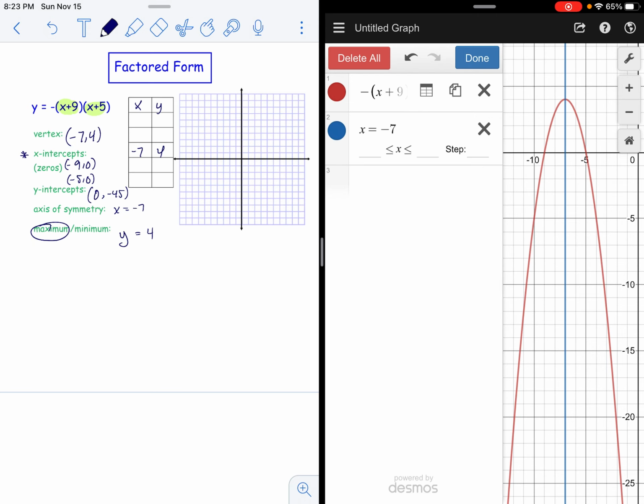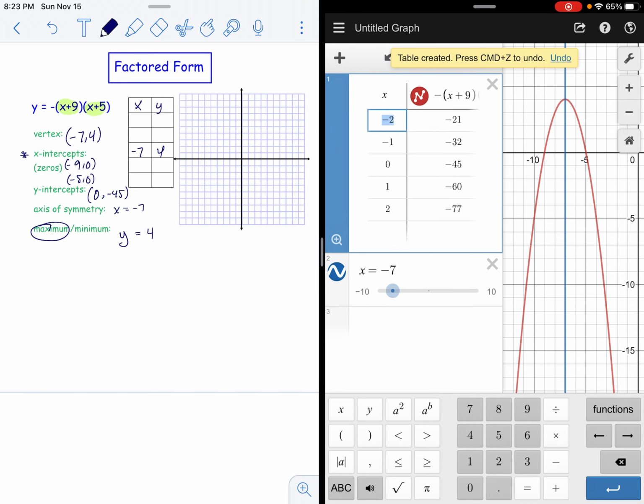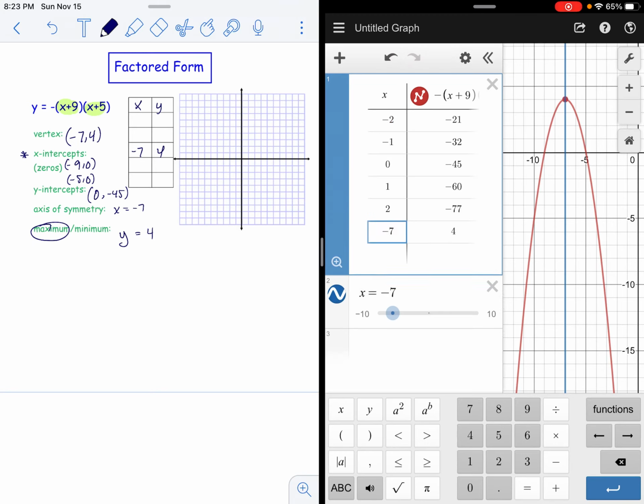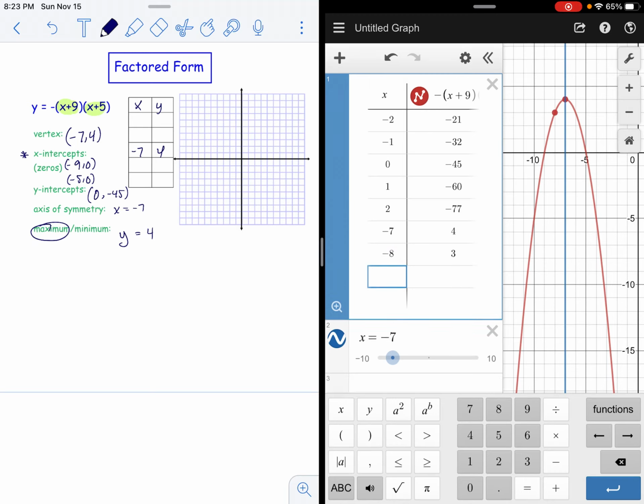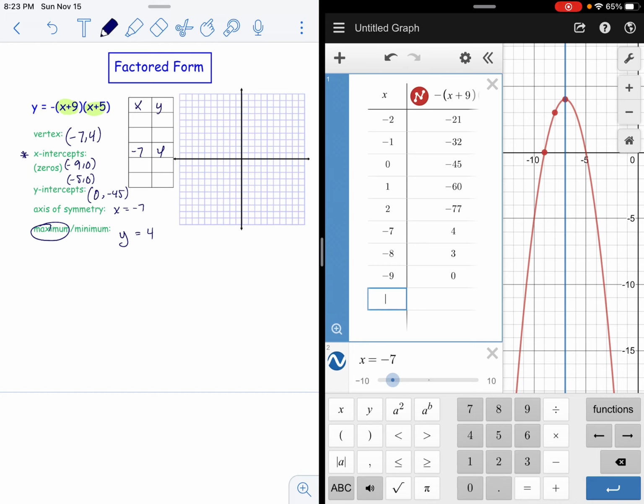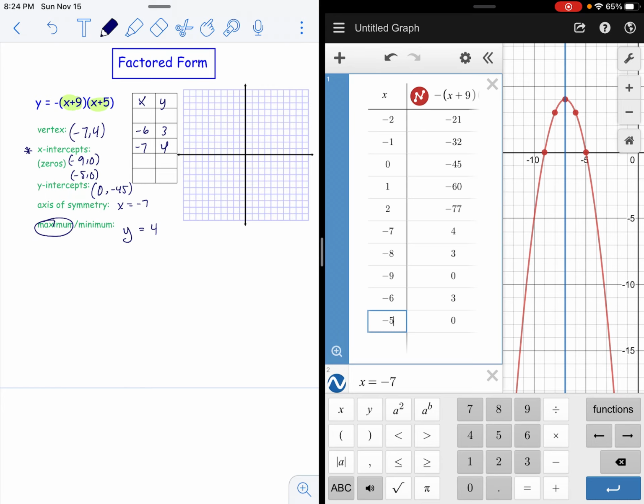Now the only thing we didn't do is we didn't get a table. And so, let's see, we want -7 to be in our table. So I'm just going to go down here and type -7. And then I want a couple around there. So let's do -8. Let's do -9. Let's do -6. And let's do -5. So that should get us a couple on each side of -7. So -6 is 3. -5 is 0. -8 is 3, and -9 is 0.